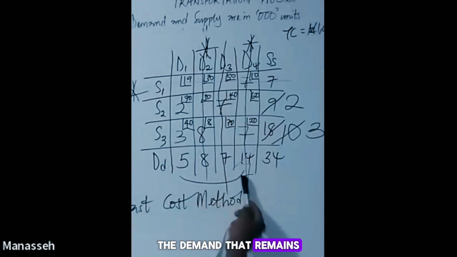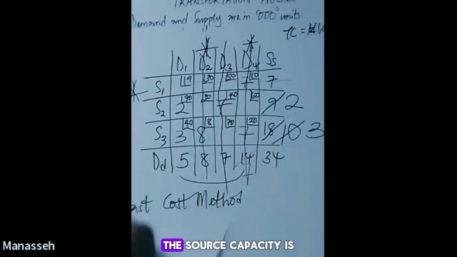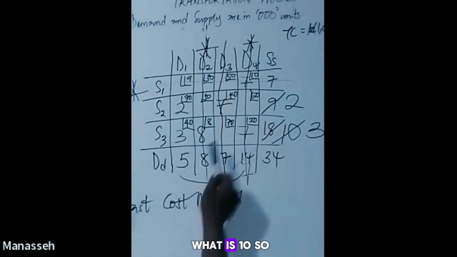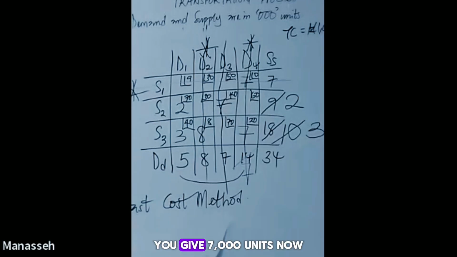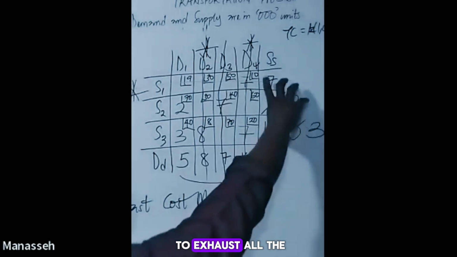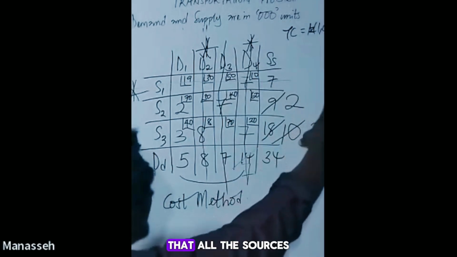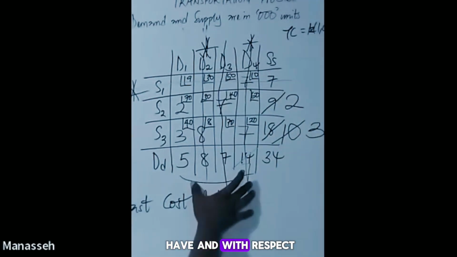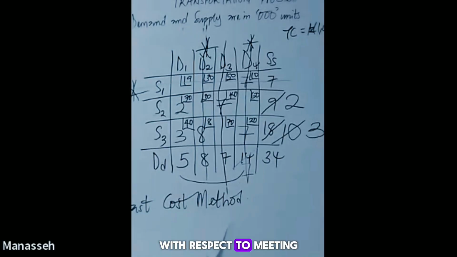The demand that remains is 7. The source capacity is 10. So you give 7,000 units. Now what it means is that we kept doing that over and over until we're able to do the whole allocation, which means that we're able to exhaust all that the sources have, with respect to meeting the demand.